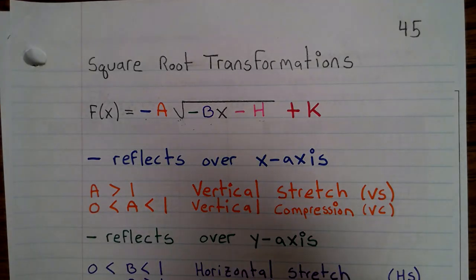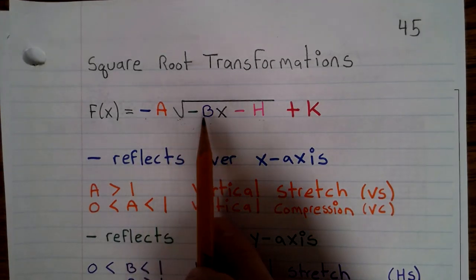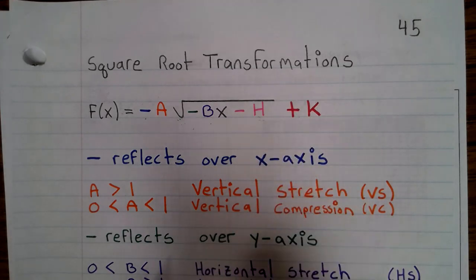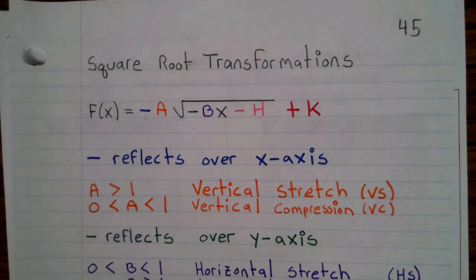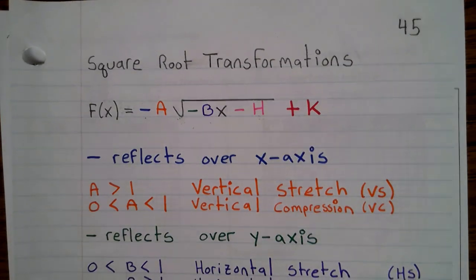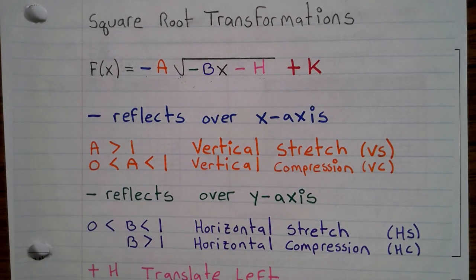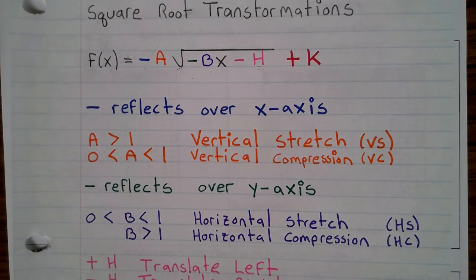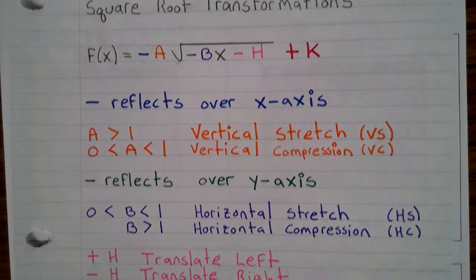So we have f of x equals negative a square root of negative bx minus h plus k, where the negative in front of the a reflects over the x-axis. When a is greater than 1, it's a vertical stretch. When a is greater than 0 but less than 1, it's a vertical compression. When there's a negative in front of b, it reflects over the y-axis. When b is greater than 0 but less than 1, it's a horizontal stretch. When b is greater than 1, it's a horizontal compression.